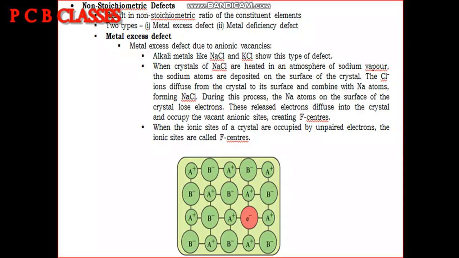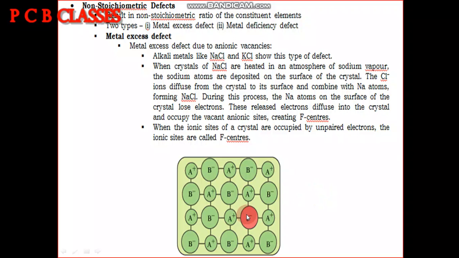Anytime when there is an alkali salt and its vapor present, then the defect is always a metal excess defect or non-stoichiometric defect. In this case, we have taken sodium chloride and its vapor. Now suppose this is our solid, like NaCl, and the vapor is also present. So what happens in this case? If sodium vapor is also present, then the chlorine atom from this solid goes away with the sodium atom of the vapor.